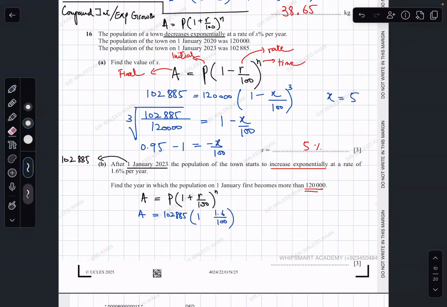What is the time period? Time period, we have to tell them when the final value is going to exceed 120,000. So we are going to use hit and try. For this, you can select any random value.